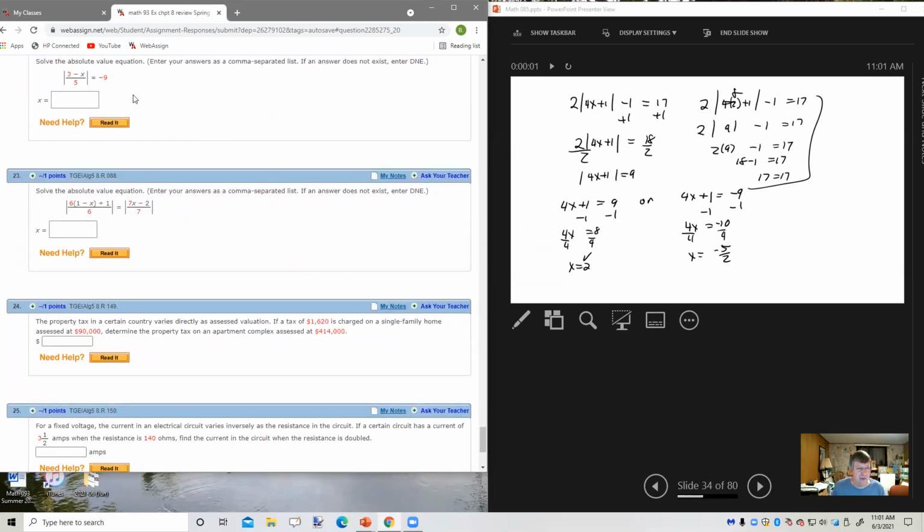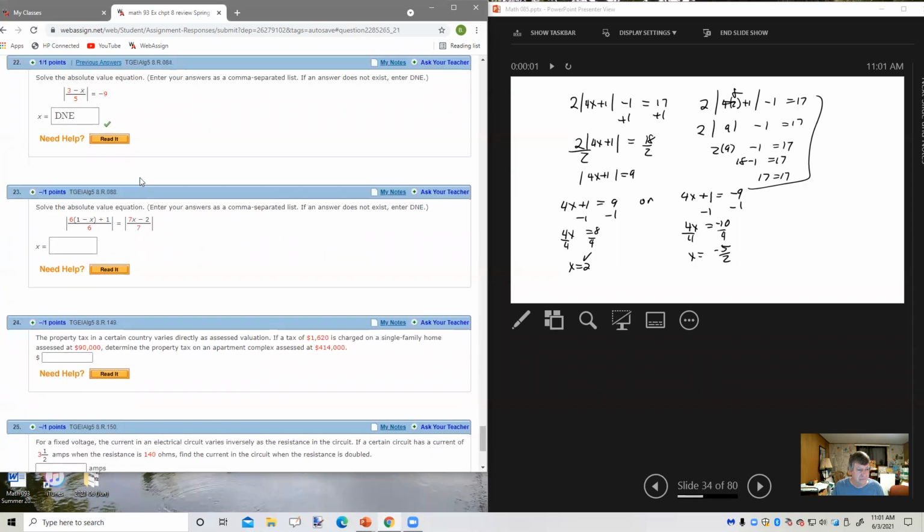Let's take a look at this problem. There's no solution. How do you know? Because an absolute value can't be negative. So D N E capitalized. Let's see here. D, N, E.